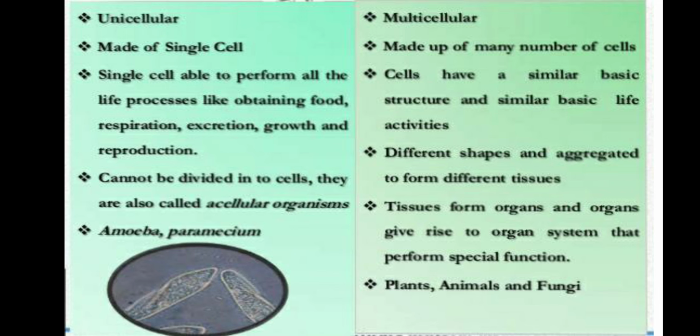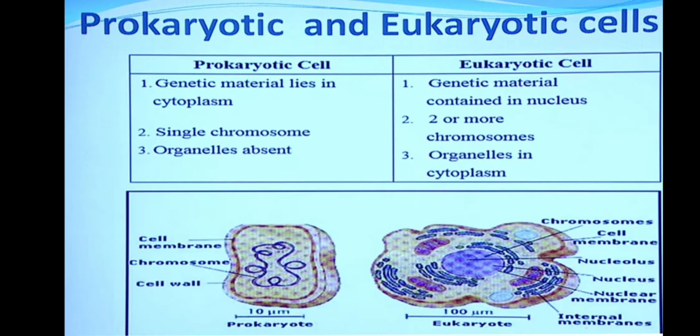For example, human beings are multicellular organisms. In our body, red blood cells transport gases, white blood cells protect our body from microbes. So their work is divided. Okay, specific cell performs specific function. So examples of unicellular organism are amoeba, paramecium, euglena. Okay, example of multicellular organism, plants, animals, fungi.